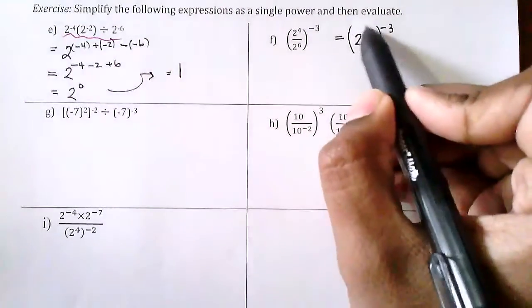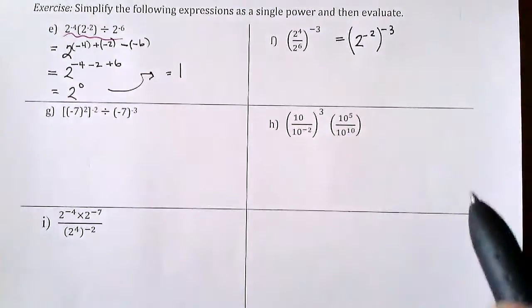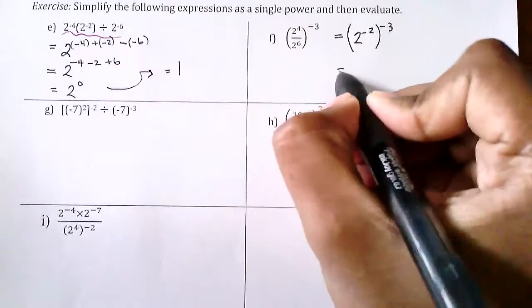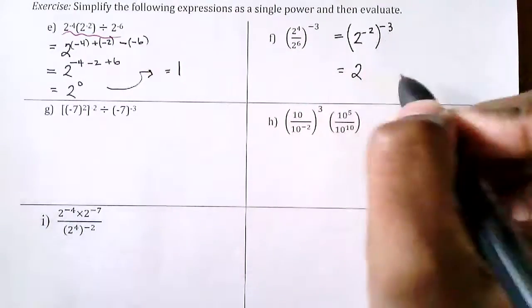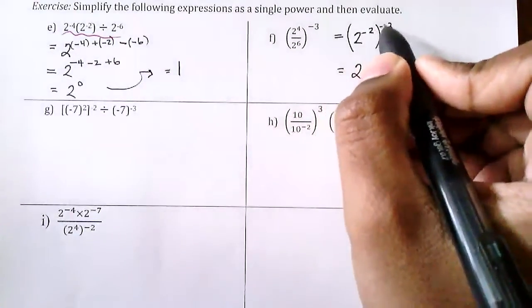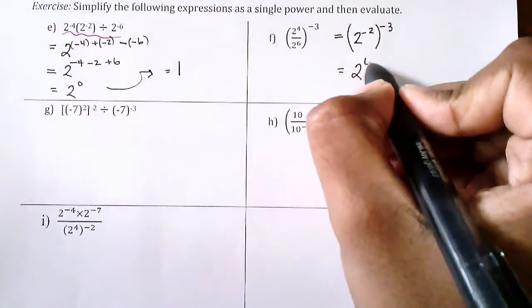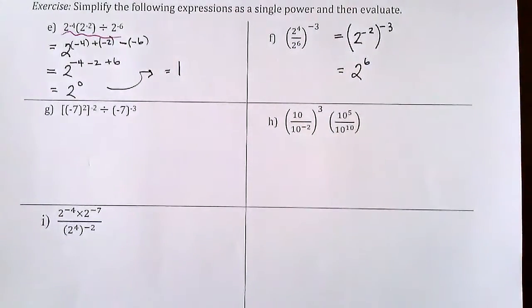Then I keep going. I have a power here being raised to an exponent. So I'm going to copy the base and multiply the exponents. -2 times -3 is +6. So I've expressed it as a single power.